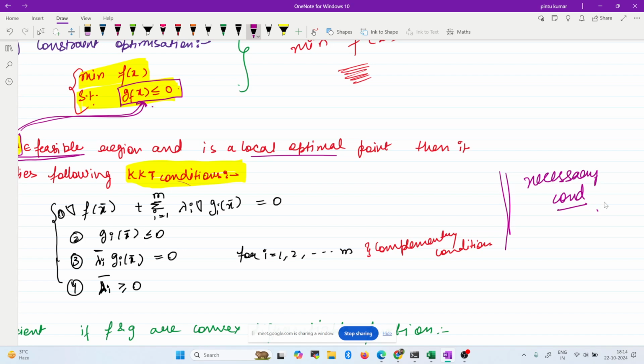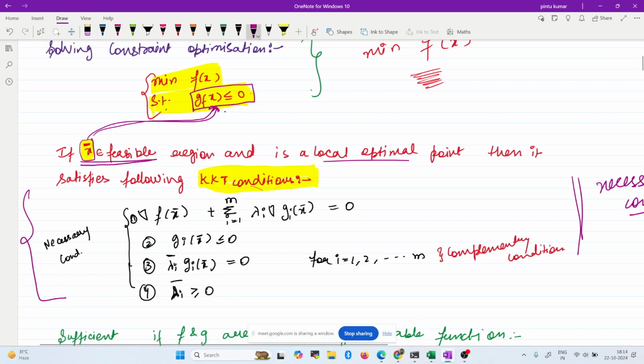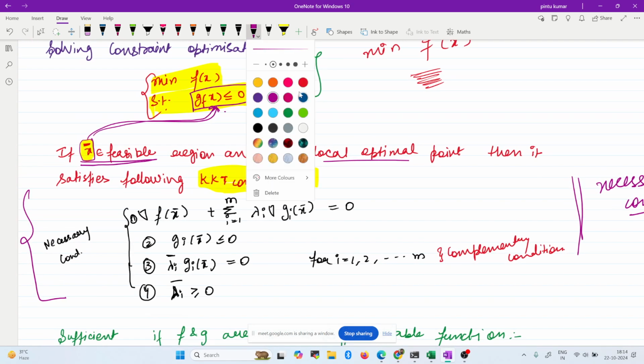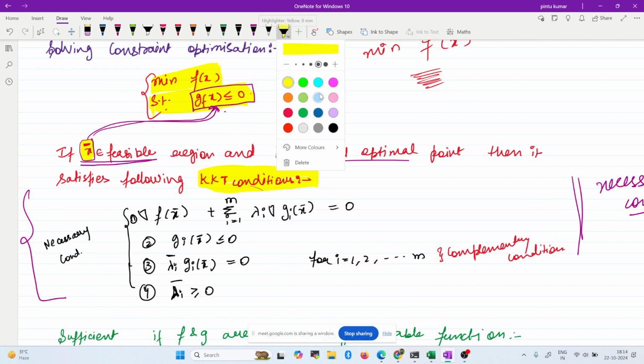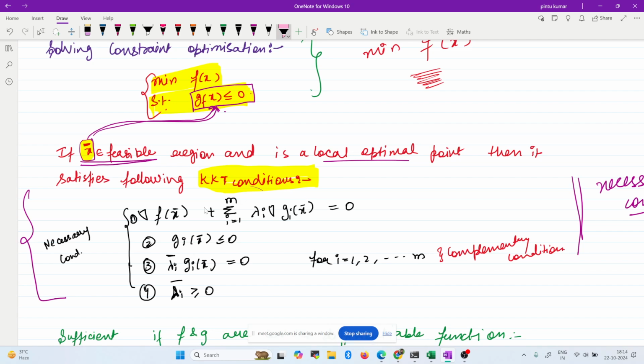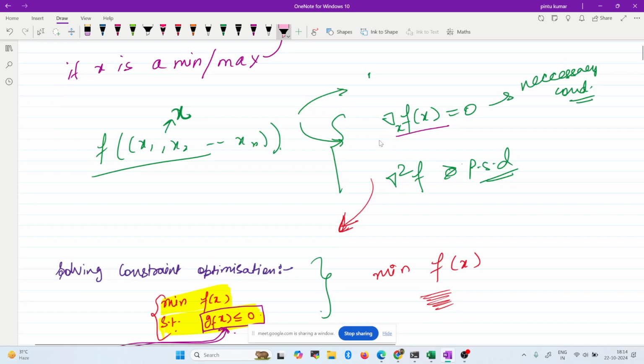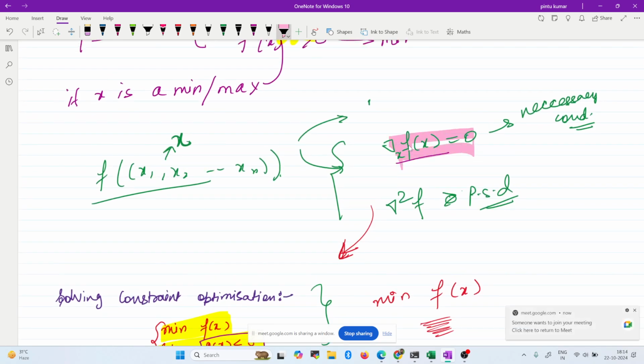So what is this necessary condition? Let's look at these necessary conditions one by one. Okay. So the first condition is that the gradient of x at a point, this is the same as whatever we had over here, the gradient being 0.